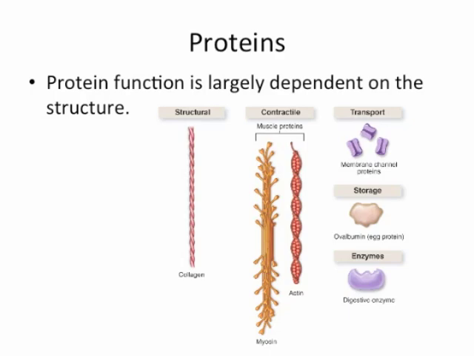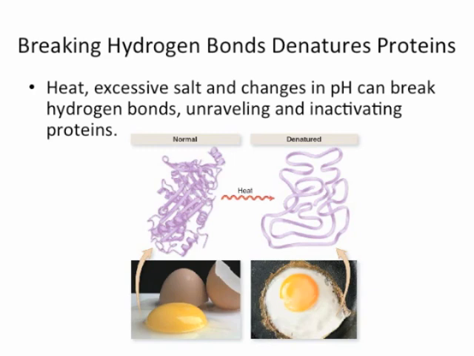And then when you do things like heat or change the pH to a protein, it's going to mess with its structure. So heat, excessive salt, so ionic changes in ion concentration around it, which is the same as changes in pH in many ways, can break hydrogen bonds, unraveling and inactivating proteins. So taking a protein that looks like this and making it into this. So unraveling it. If you destroy the shape of a protein, you destroy its function.